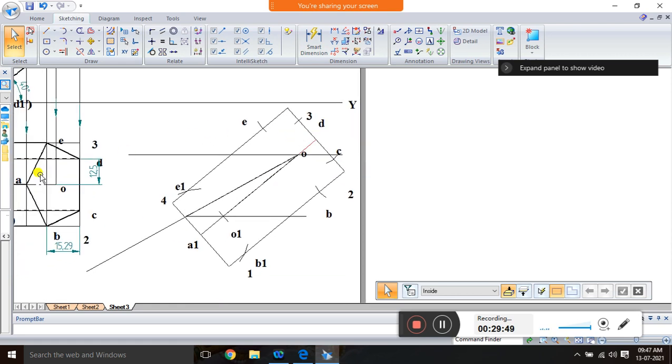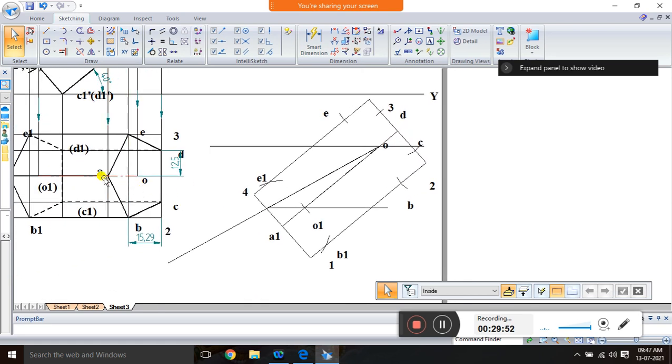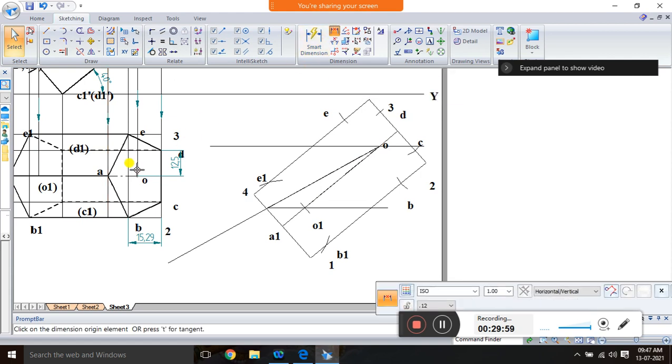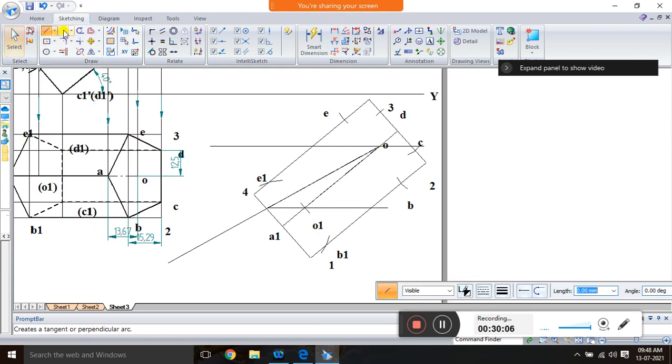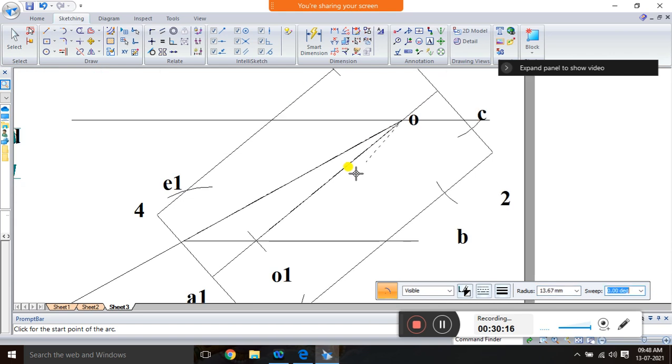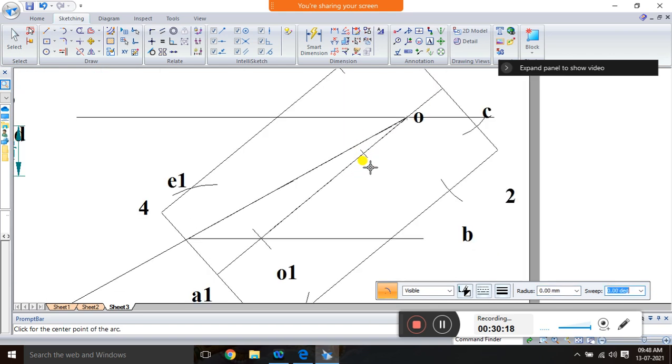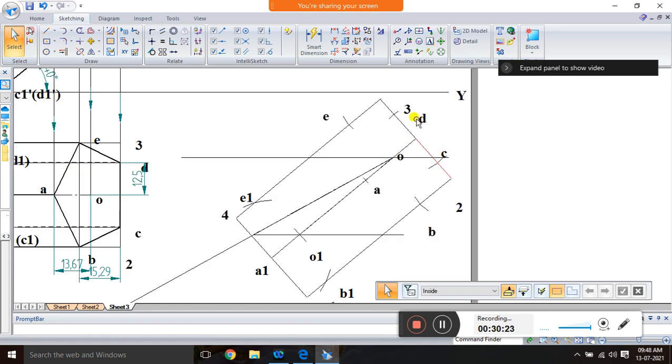So we got all the points. Only we need is A as well as D1 C1. So from O to this point is 13.67. Okay, use a scale and measure, and next place it at O, and on that 13.67 cut the arc, and you can call it A. So I got all the points A, B, C, D, E.